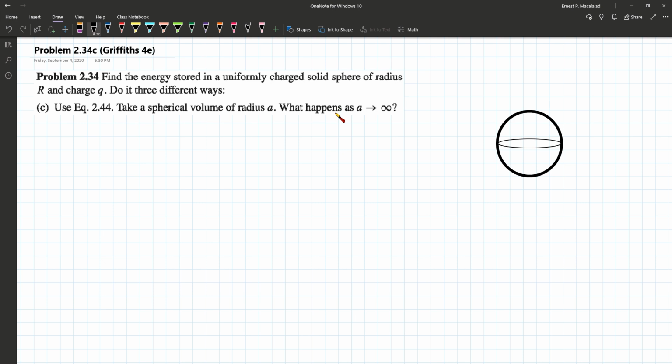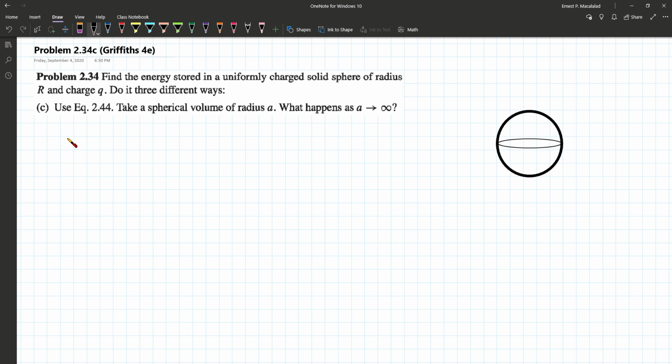Today we're going to solve problem 2.34c of Griffiths 4th edition. So this is the third part of this problem, wherein the problem states: find the energy stored in a uniformly charged solid sphere of radius R and charge Q. And we're going to do it in three different ways. In this video, we're going to use a third method wherein equation 2.44 will be used.